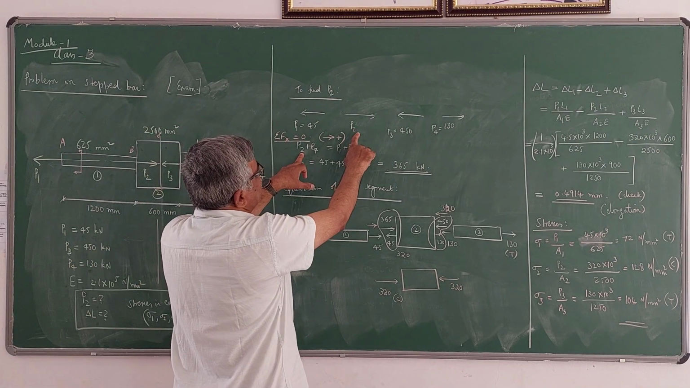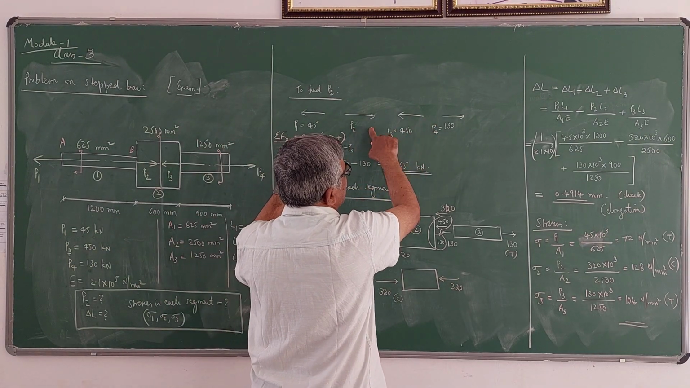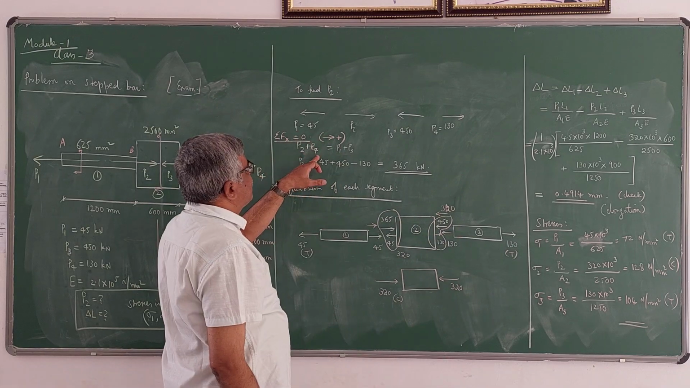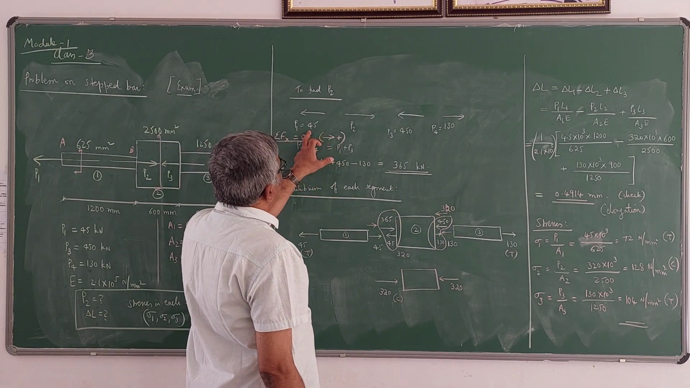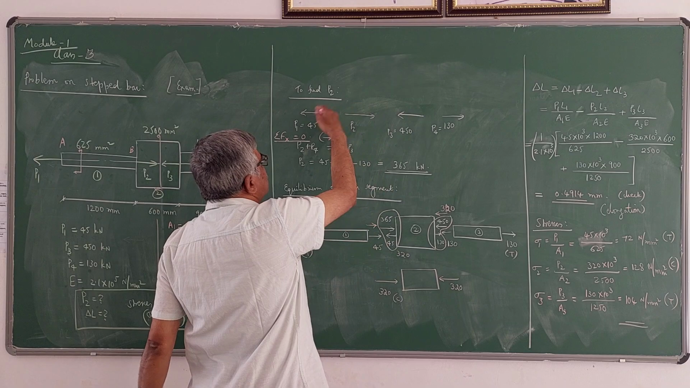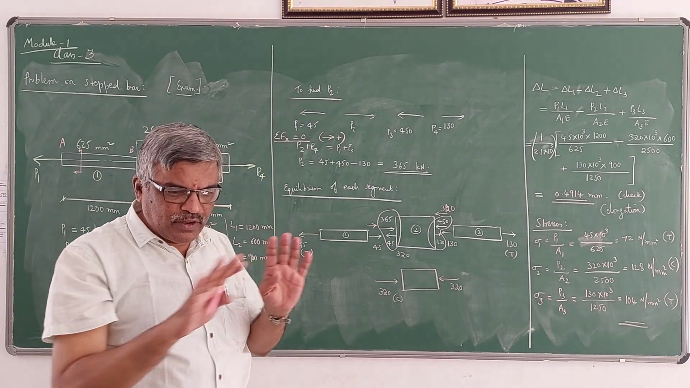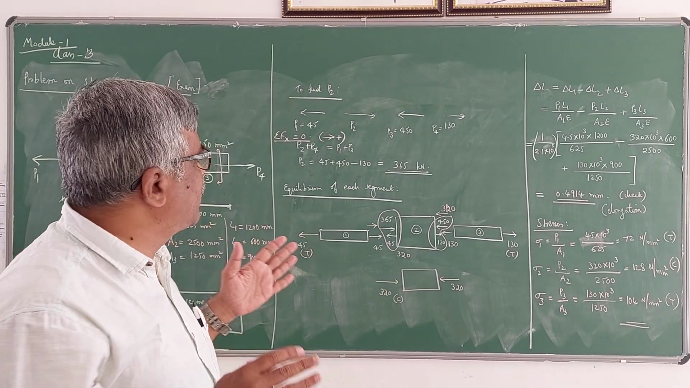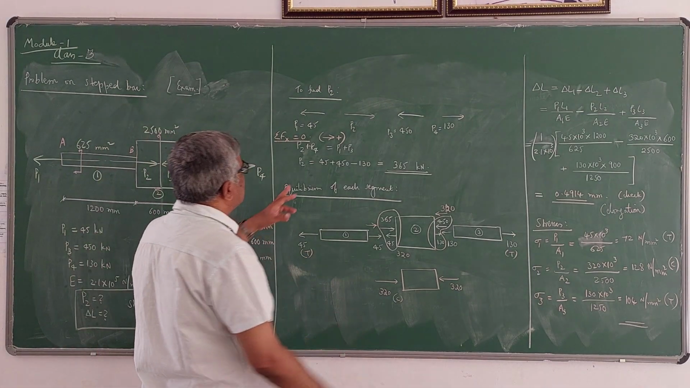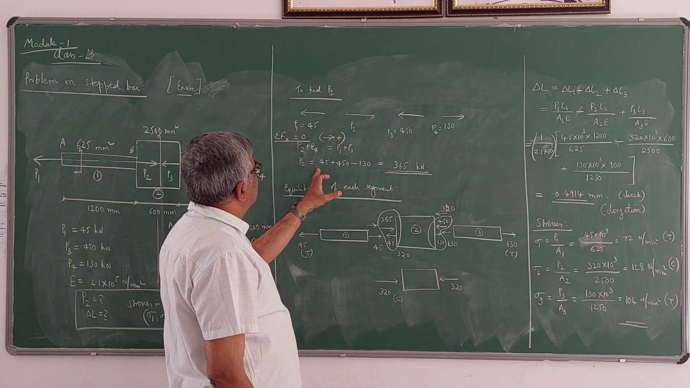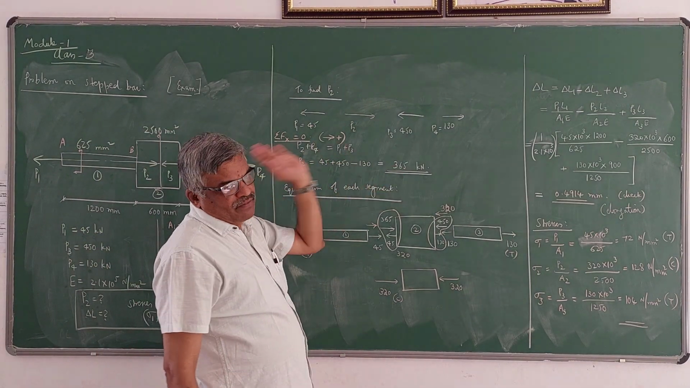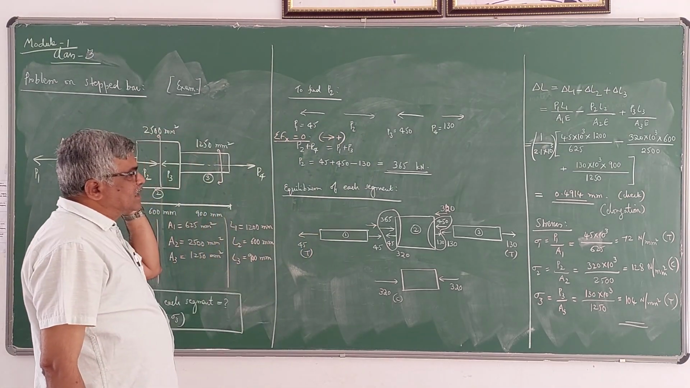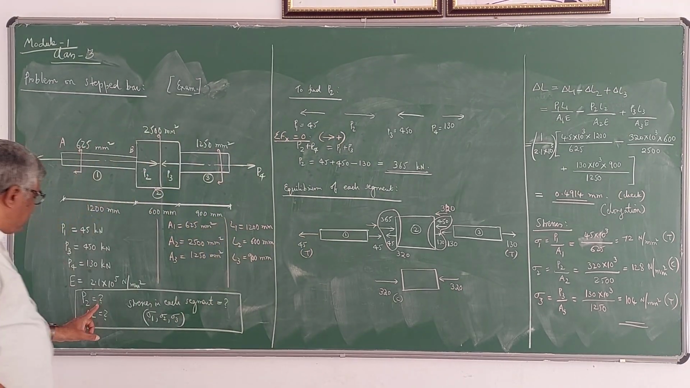You can see here P2 plus P4 are acting towards right. So P2 plus P4 should be equal to P1 plus P3, as these two are acting towards left. The sum of the forces acting towards right should be equal to the sum of the forces acting towards left. Using this simple equation, you get the P2 value as 365. So 365 kN is the value of P2. That is the first part.